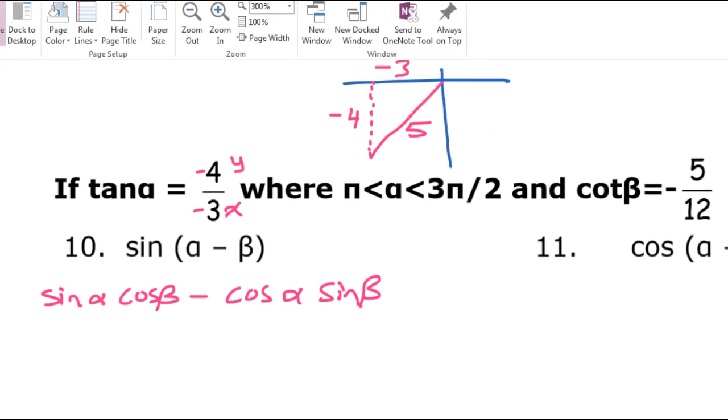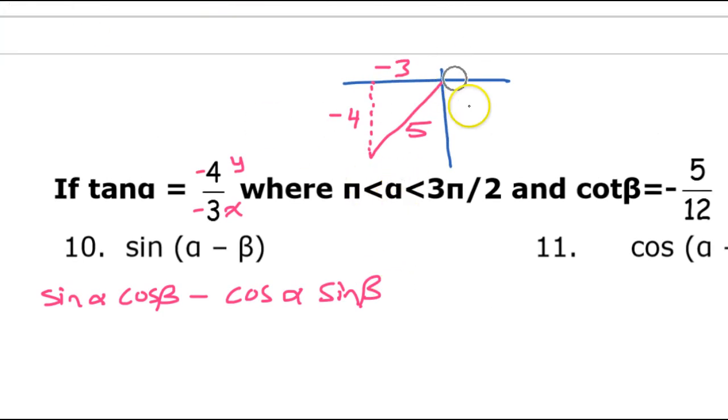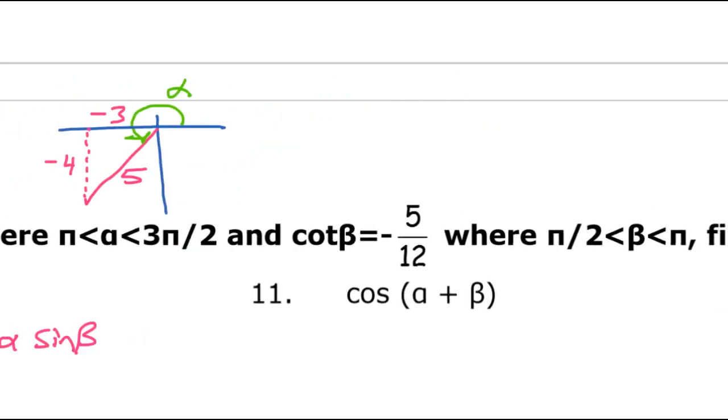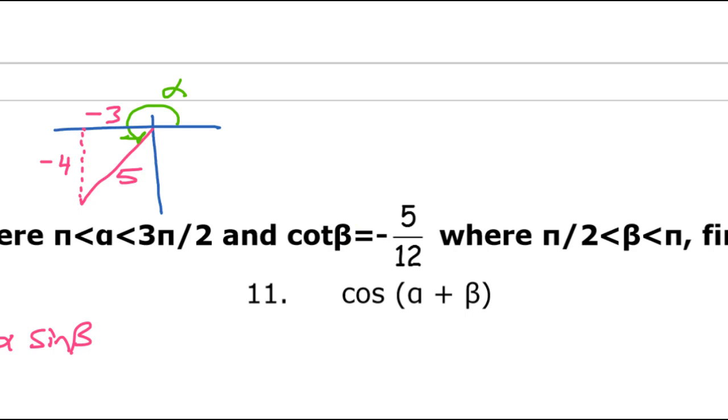But wait a minute, so far I've only drawn the picture for alpha, and I'm sort of forgetting about beta. So here is alpha. I'm just going to label that in case we have to refer back. But we should go ahead and draw the picture and everything for beta now. So beta is between pi over 2 and pi. So that tells us that beta is in the second quadrant. So that's why we'll draw our terminal side of an angle into the second quadrant, make a triangle out of it. Now this time they're giving us cotangent.